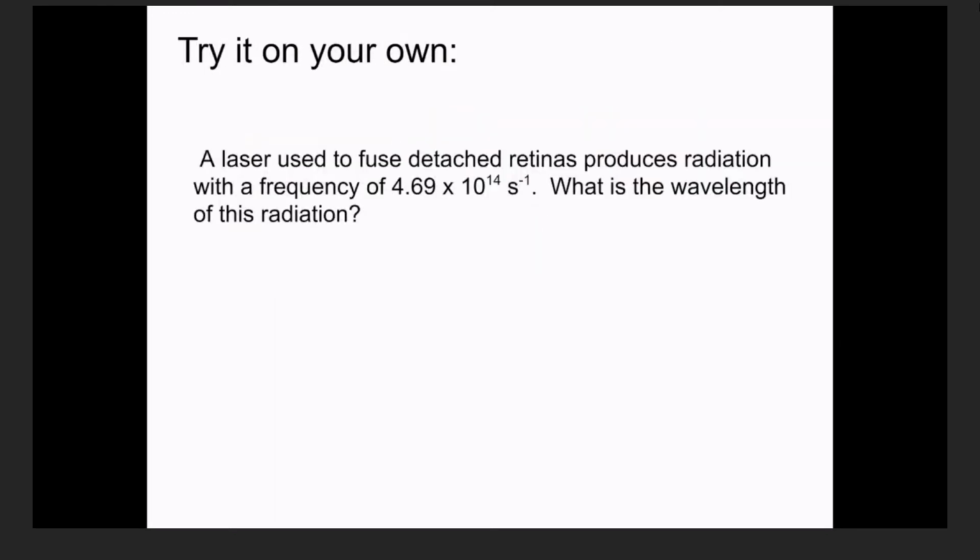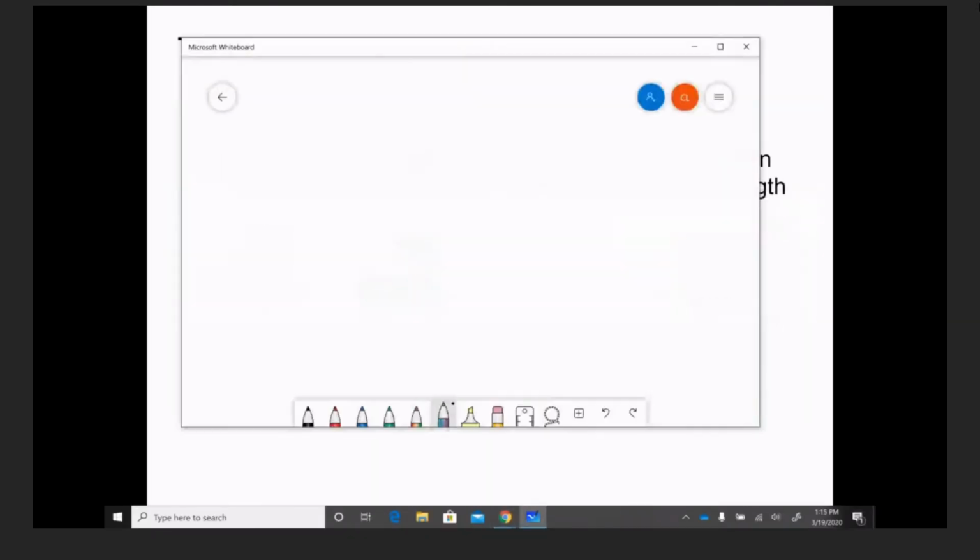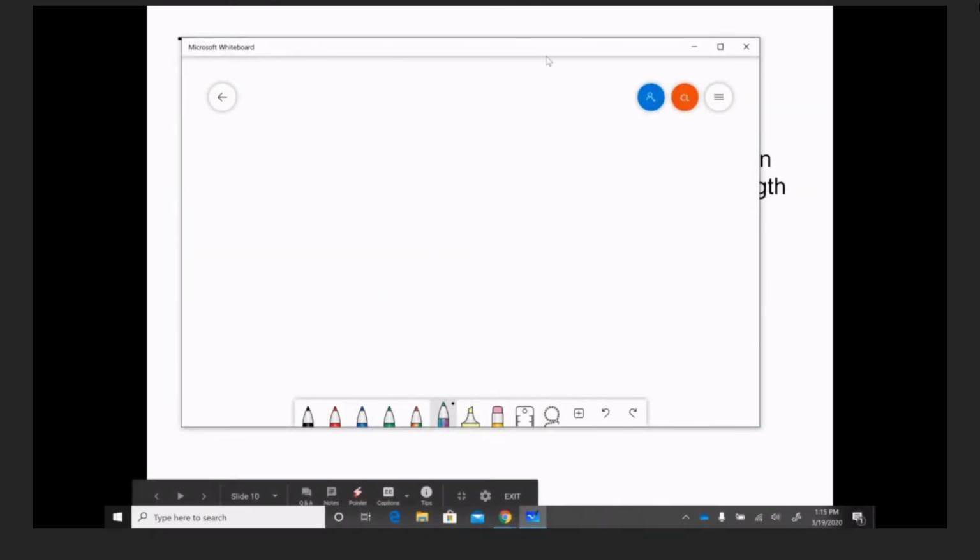Okay, so now go ahead and pause it and try this one on your own. And I will go ahead and work it out. Pause it first and see if you can figure it out. So a laser used to fuse detached retinas, and this is actually due if you go in for a surgery, if your retina becomes detached, they'll use a laser to do this, produces radiation with a frequency of 4.69 times 10 to the 14th inverse seconds or hertz. What is the wavelength of this radiation?